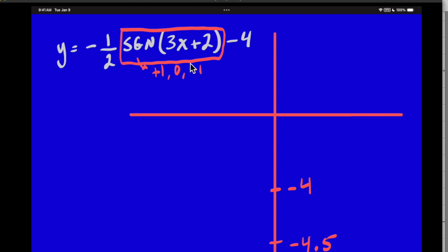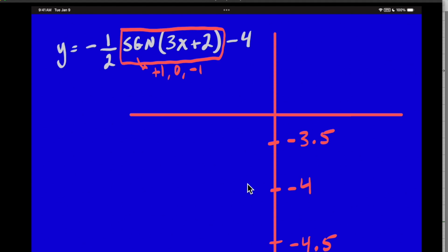And finally, if we have negative 1 emerging from this rectangular box, meaning if the x input results in a negative value in the parentheses, then the sign function is going to output a negative 1, and now the negative 1/2 is going to be multiplied by that. We're going to get positive 1/2 minus 4. We're going to get negative 3.5. Obviously, this is not to scale.